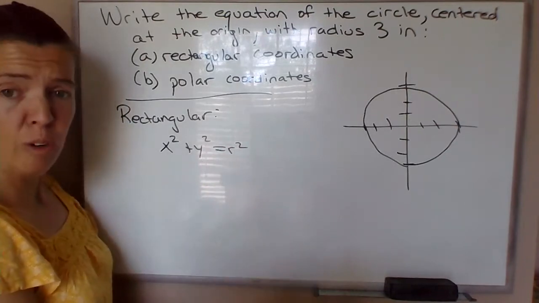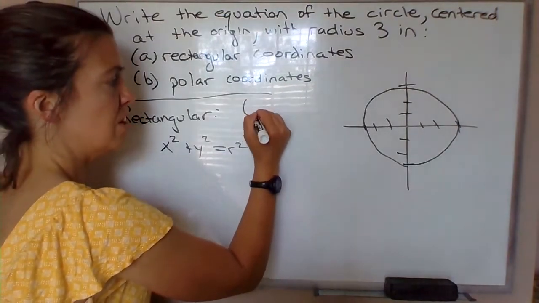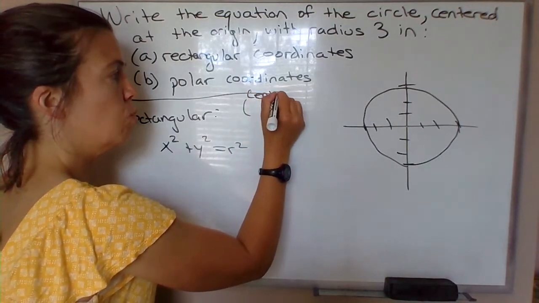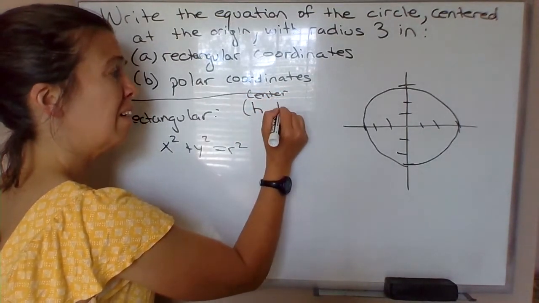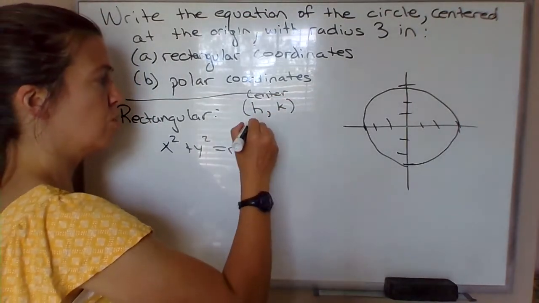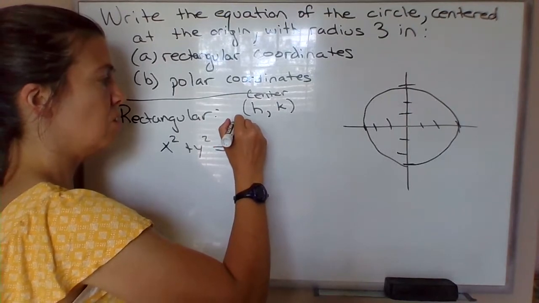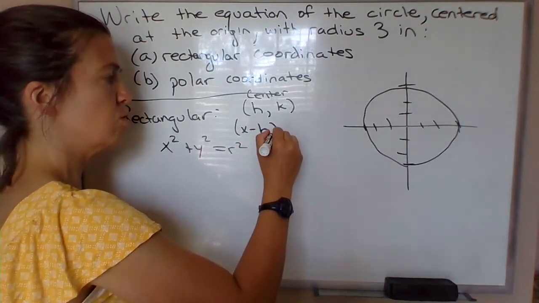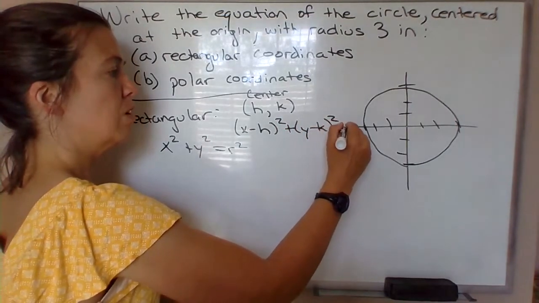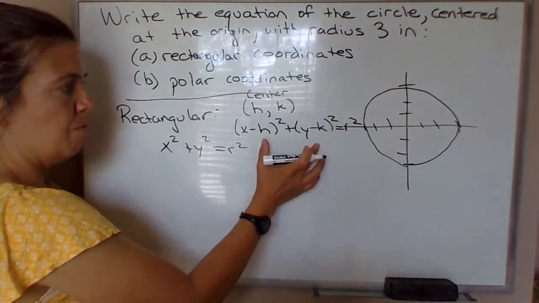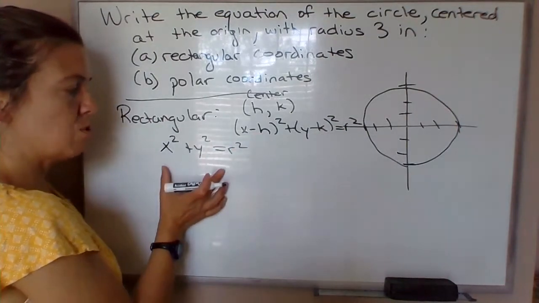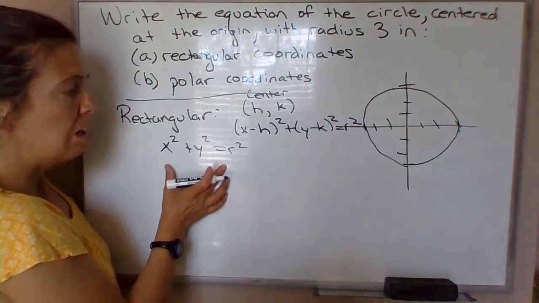Maybe the general form sticks out in your mind more. I'll write this down just in case. If the center is at coordinates (h, k), then the general form for a circle centered at (h, k) with radius r is (x minus h) squared plus (y minus k) squared equals r squared. So when the center is the origin, (0, 0), this becomes x squared plus y squared equals r squared.